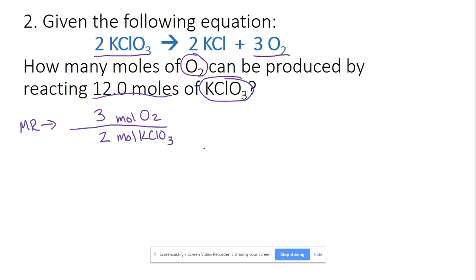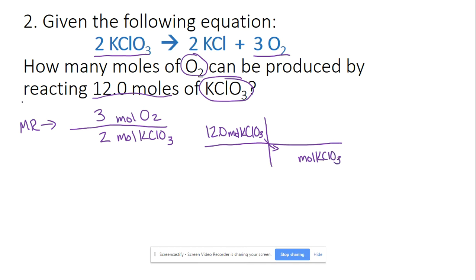Now we're ready to set up our train tracks. In our first box, we always put what is given in the problem. Our problem says that we're starting with 12 moles. So I'm going to put 12.0 moles of KClO3. Remember, the whole point of the tracks is to cancel out our units. So whatever unit is in your top box, you can immediately put that same unit in the bottom box. So I'm going to copy moles of KClO3.